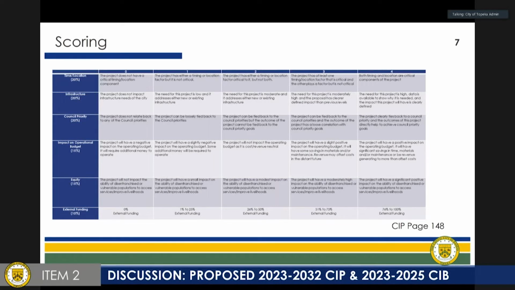So we looked at time and location, how critical was the need. We looked at infrastructure, council priority, impact on operational budget. If it was going to save money in the long term, that would score better than something that was going to cost money. Equity and external funding.